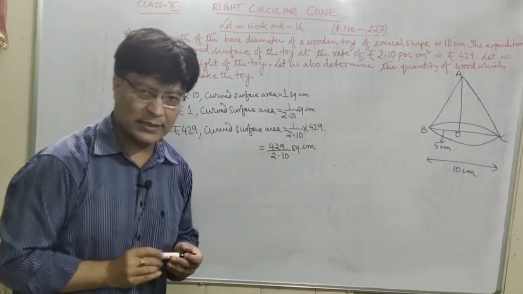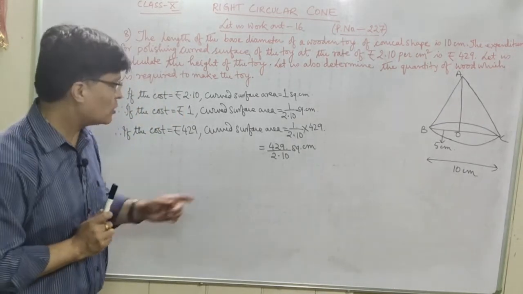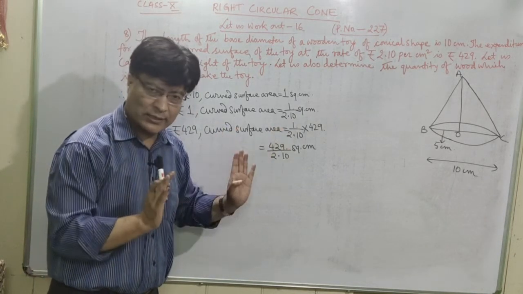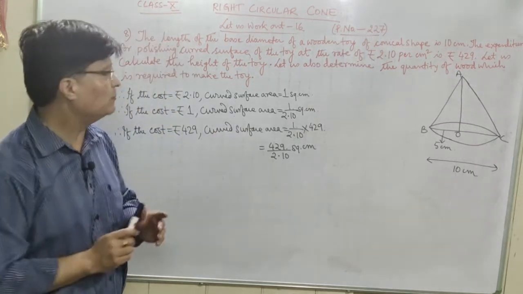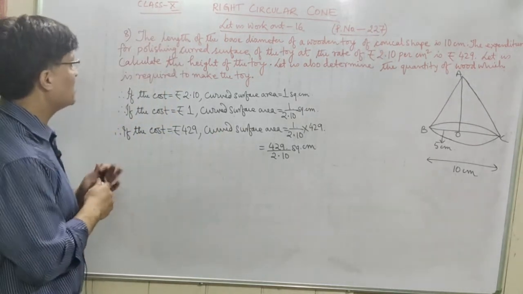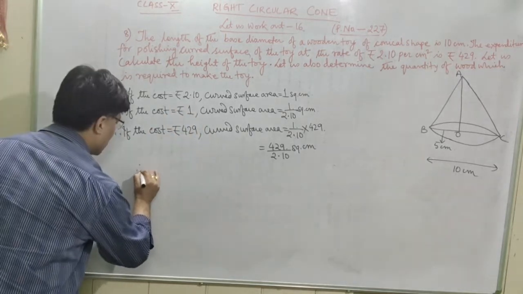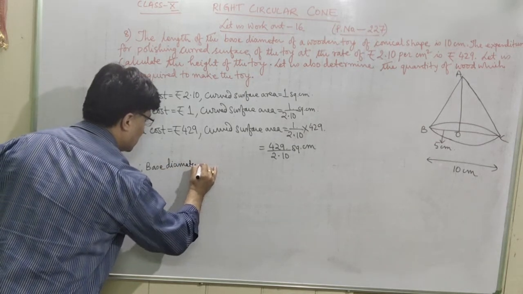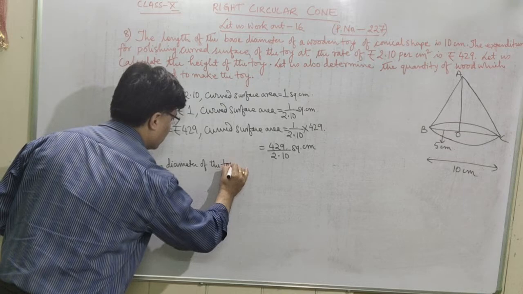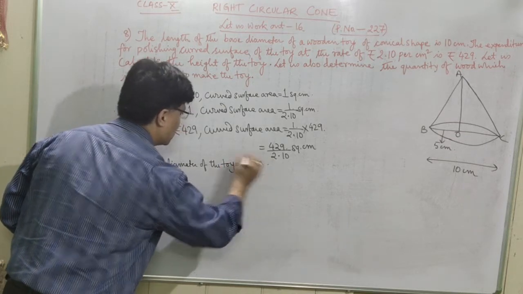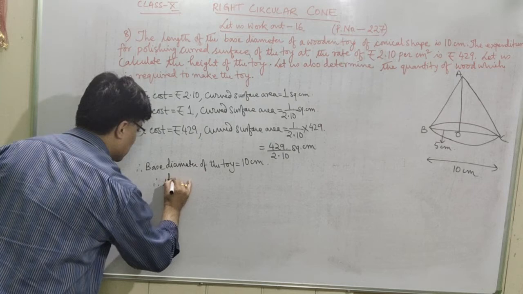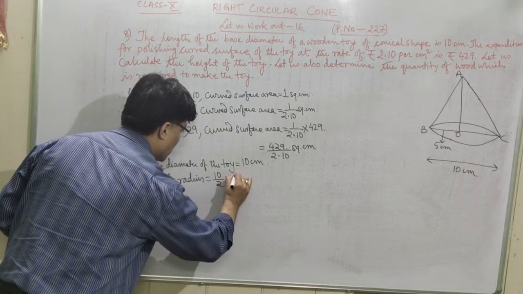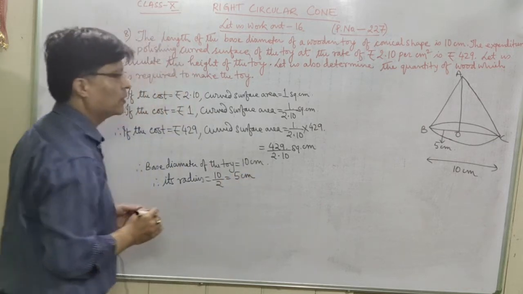So I think you have understood it. So what is the curved surface area of the conical toy? It is 429 divided by 2.10 square centimeter. So let us keep it as it is, don't simplify it. Okay. So now here the base diameter is given. What is the base diameter of the toy? Therefore, base diameter of the toy is given as 10 centimeter. So what is its radius? Its radius is equal to 10 by 2, which is equal to 5 centimeter.